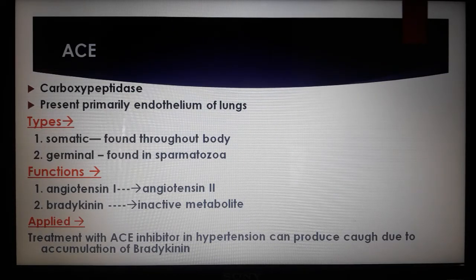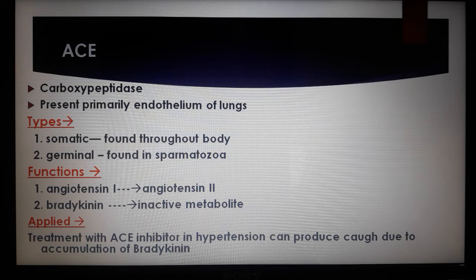Angiotensin converting enzyme, ACE. It is a carboxypeptidase. It is present primarily in the endothelium of the lung. It is present throughout our body and mostly present in the endothelium of the lung. Types: there are 2 types, somatic and germinal. Somatic is found throughout the body and germinal is found in the spermatozoa. Functions.